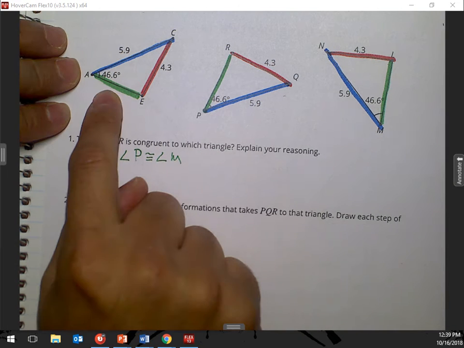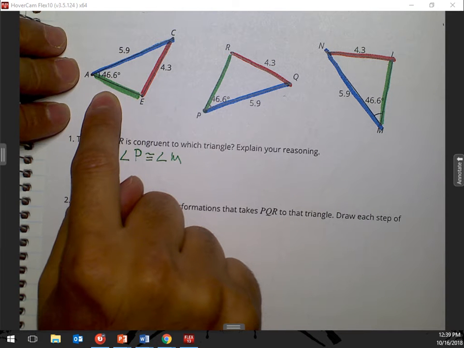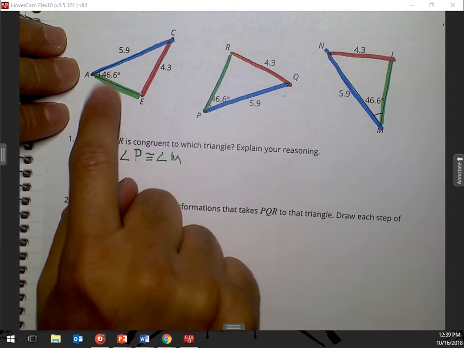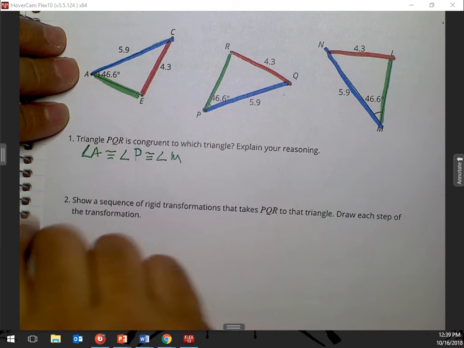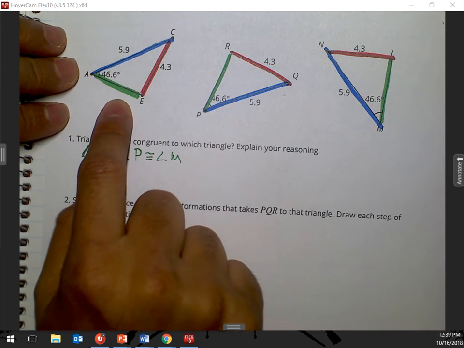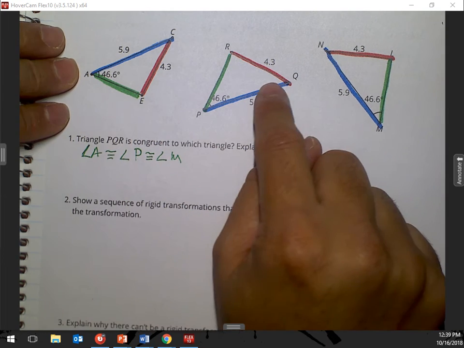Now, see this right here in green? I want you guys to look carefully at this one in green right here. Do all my green ones here look the same? No.